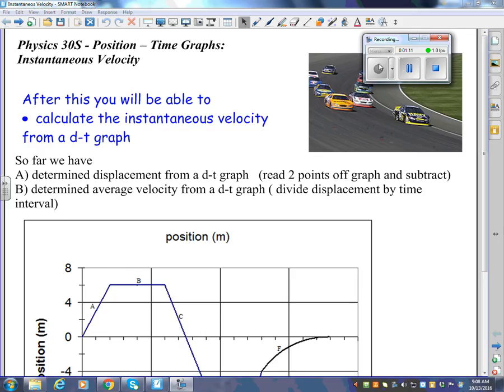So a time interval is 2 readings of the clock that you then subtract. You find out how long that time interval is. And an instant is just a single reading of the clock. And that comes into play here, so we're going to be calculating instantaneous velocity from a DT graph.